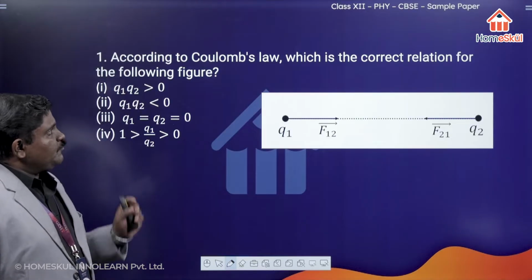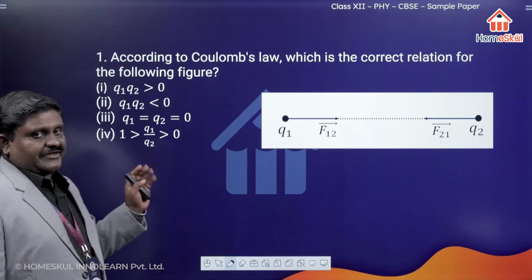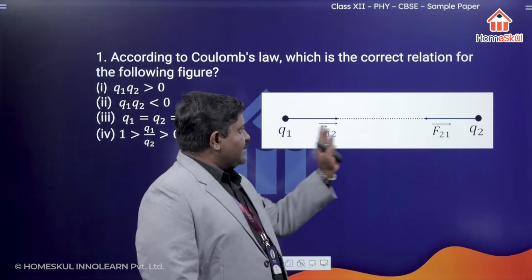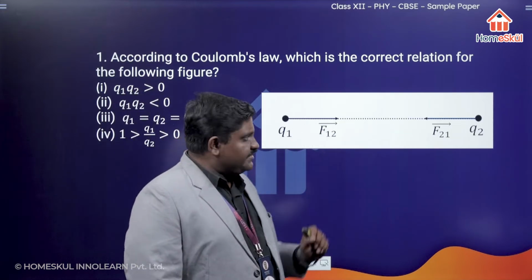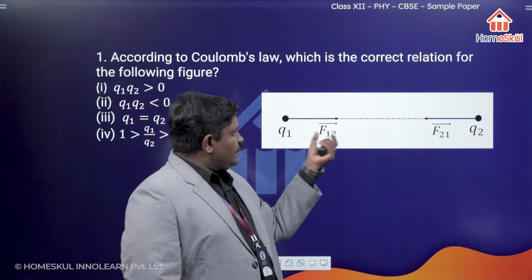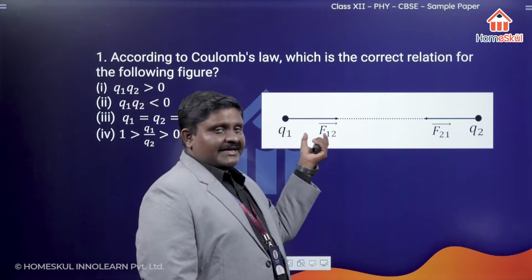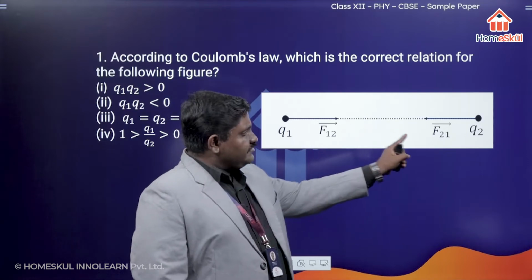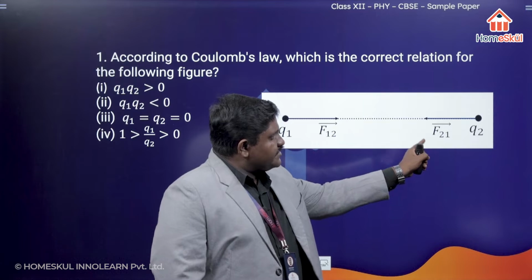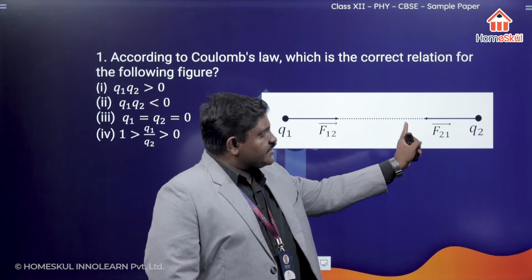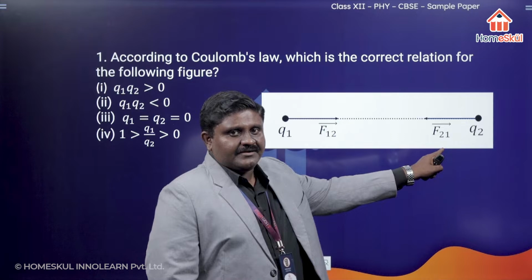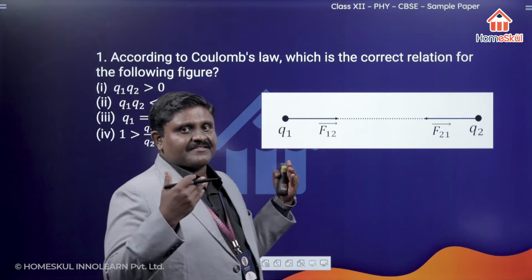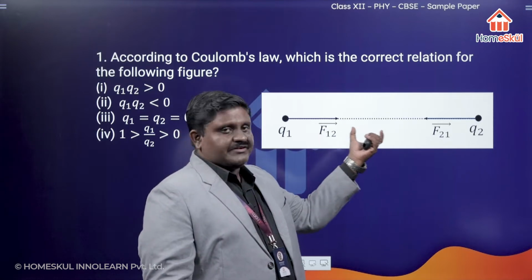According to Coulomb's law, which is the correct relation for the following figure? The figure is given. There are 2 charges, Q1 and Q2, separated by a particular distance. Here 2 forces are given. One is vector F12, the force on charge 1 due to charge 2, which acts along Q2. The next force is F21, the force on charge 2 due to charge 1, which acts in the direction of Q1. That means these 2 forces act in opposite directions. That shows the force is attractive in nature.